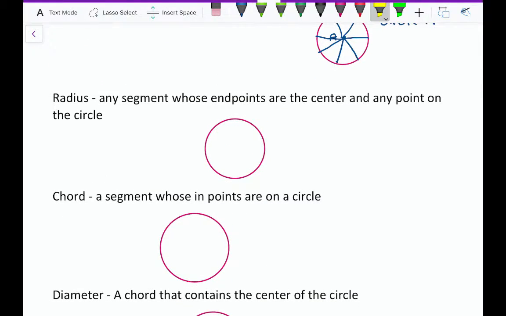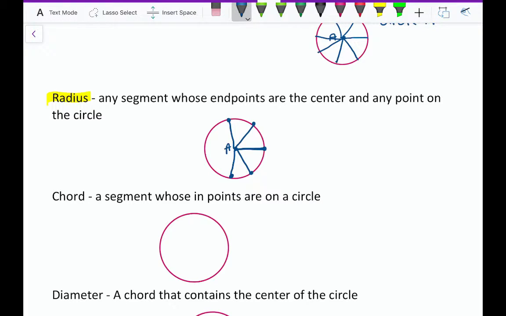Radius is any segment whose endpoints are the center and any point on the circle. So basically what I just drew above was the radii, which is plural for radius. So if this is circle A, this is a radius. Why? Because one of its endpoints is the center A and the other endpoint is on the circle. So anywhere you draw a segment from the center to a point on the circle, that is a radius, and those distances will always be the same. So you need to really understand that the radius does not have to be straight across, like horizontal like that. The radius can be anywhere from the center to an endpoint on the circle.